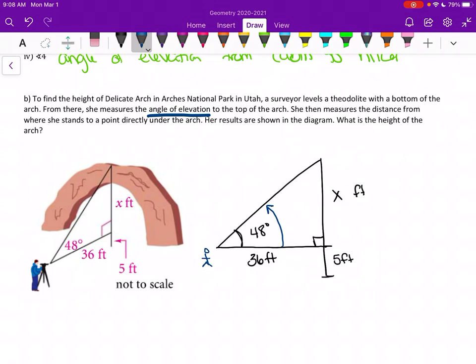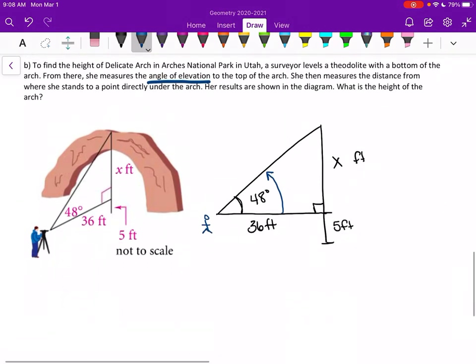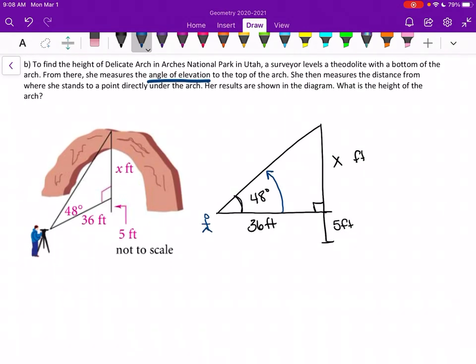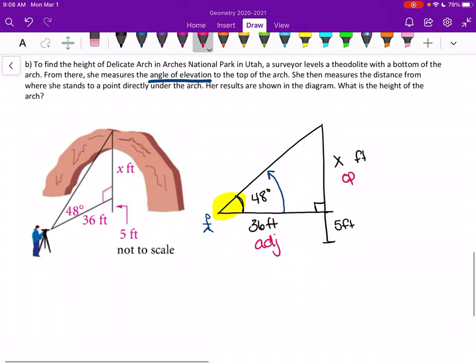Okay. Here we go. So if I look at this triangle, I have my angle of interest is this angle right here. So I'm going to label all my sides according to that. So 36 feet is the adjacent side. X feet is the opposite side. And then the side I don't know anything about is the hypotenuse.